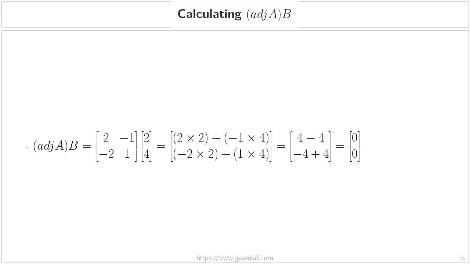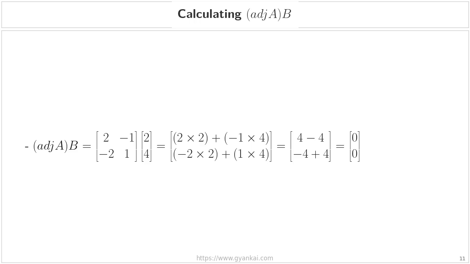Looking at the calculation, we take our 2 by 2 adjoint matrix, which contains the elements 2, negative 1 in the first row and negative 2, 1 in the second row, and multiply it by our column matrix B, which contains the elements 2 and 4. To find the values for our new resulting matrix, we perform dot products for each row.